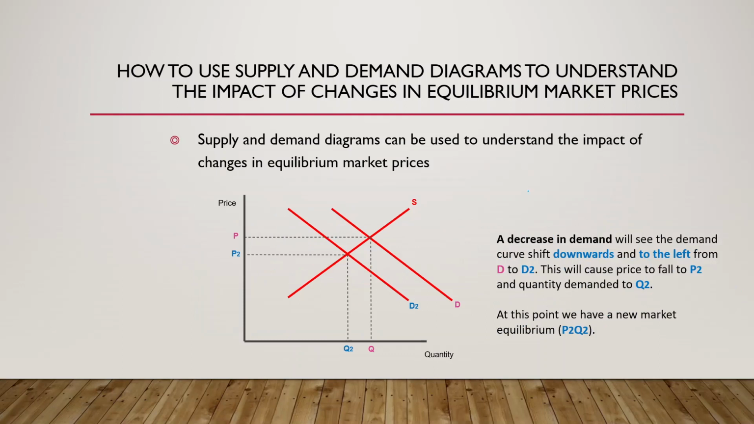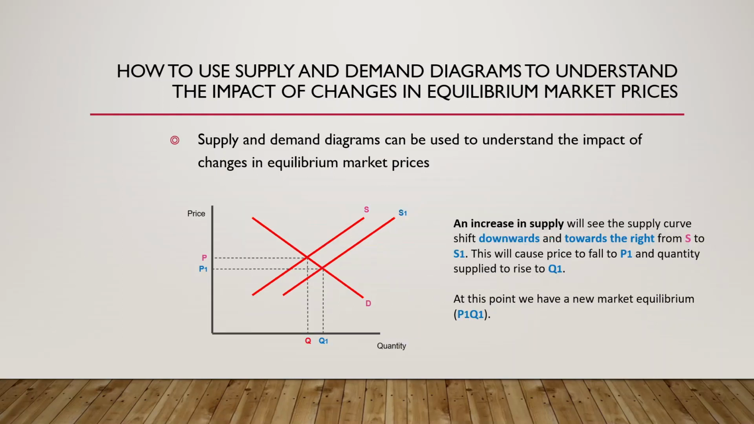Similarly, a decrease in demand will see the demand curve shift downwards. Okay, so the firms see that people are not willing to buy our product, so what we could do is let's decrease the price. And the supply will also be decreased because the price is decreasing, so firms don't want to supply more. I mean, there are no consumers to buy those products as well, so they decrease their prices and a new equilibrium is reached here.